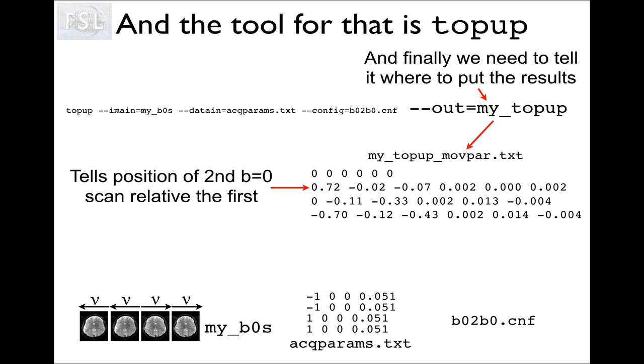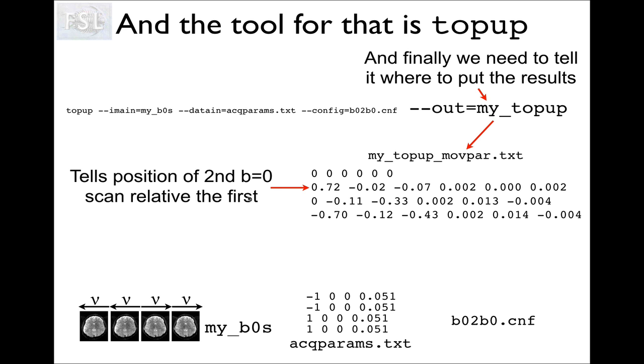to run. Then what you need to do is you need to specify where your output shall go. So you give a name, so in this case --out equals my topup, and this tells topup where to write the output. And the output is going to be written as 2 files. One is the name you have given, _movepar for movement parameters, .txt. And that is simply a file with motion parameters relative to the first volume.